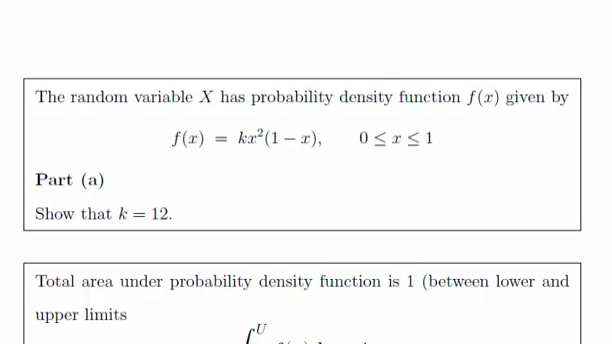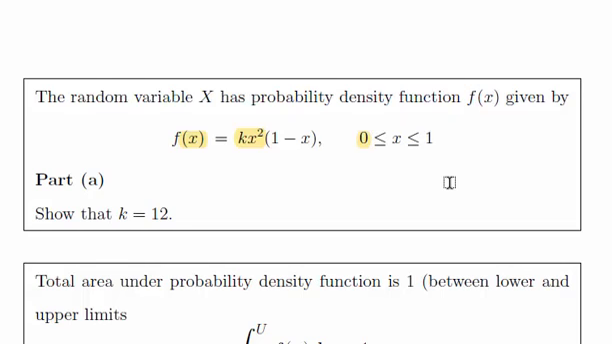Okay, in this presentation we're going to look at a continuous random variable question. The random variable x has probability density function f of x given by this expression: f of x equals k times x squared times 1 minus x. And our limits, which is to say where x exists on the number line, are 0 and 1.